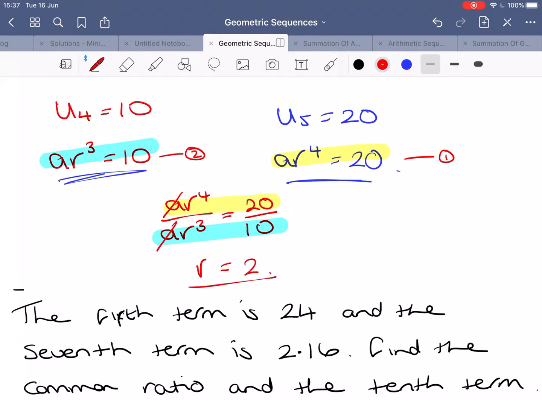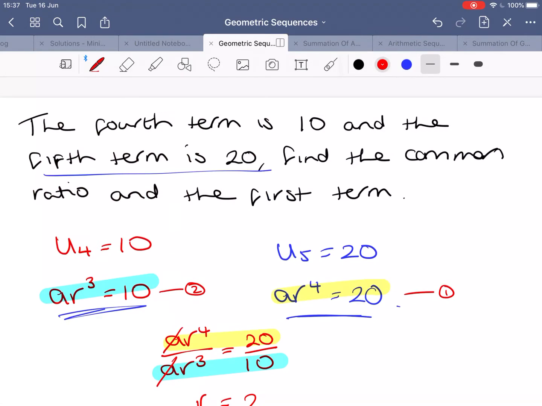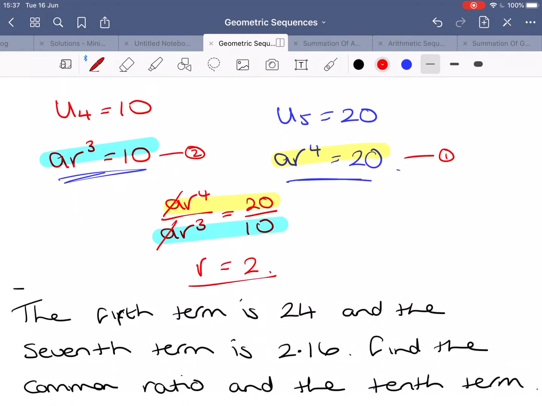So your common ratio is R. And then if we want to find the first term, well, we can use either of these. We know AR cubed equals 10.